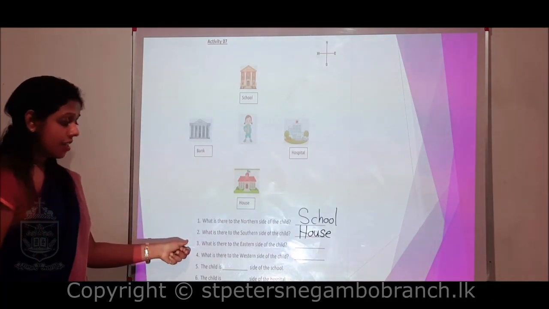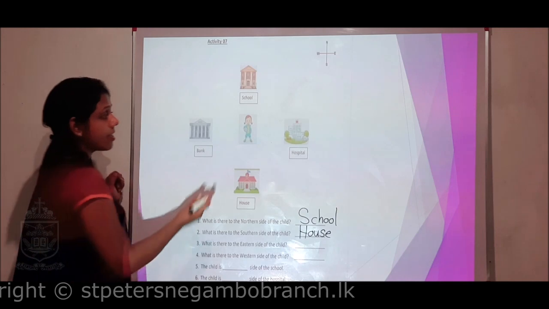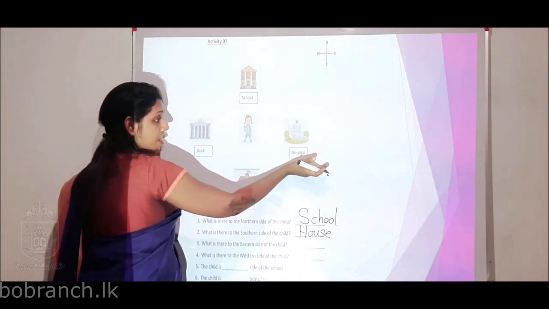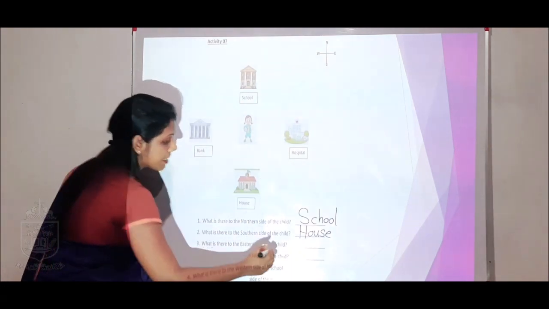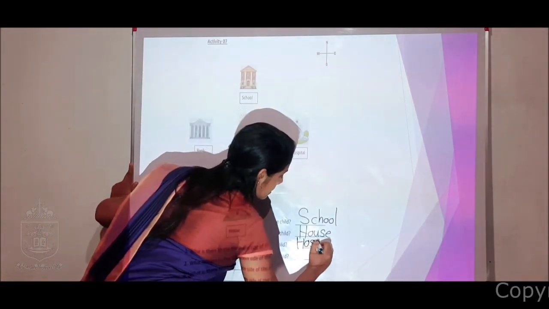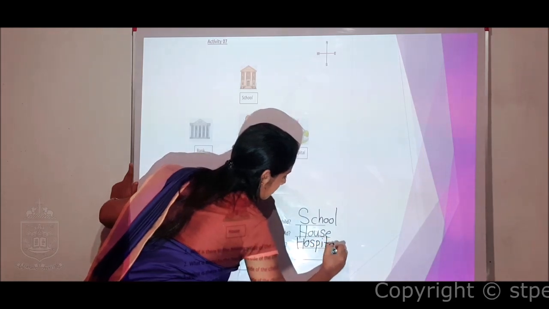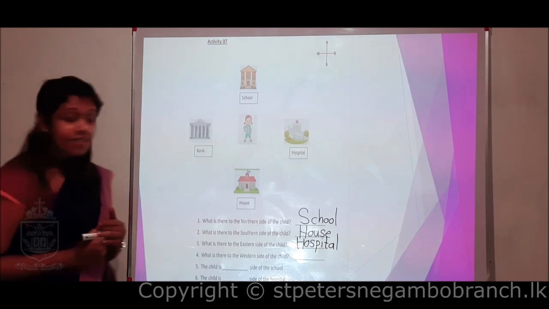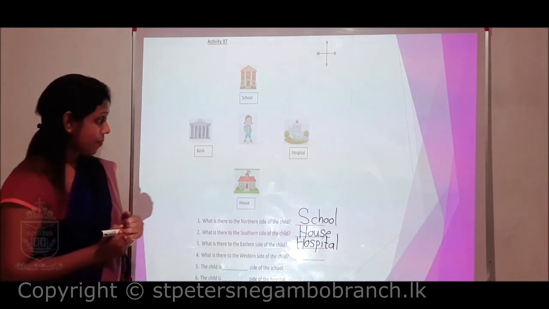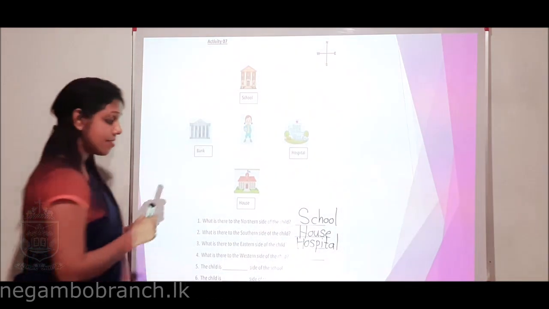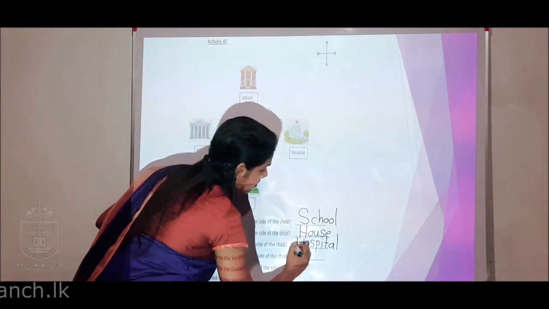What is there to the eastern side of the child? Here, this is the child, then on the eastern side of the child, we can find a hospital. So the answer will be hospital. What is there to the western side of the child? Western side. So we can find a bank. So the answer is bank.